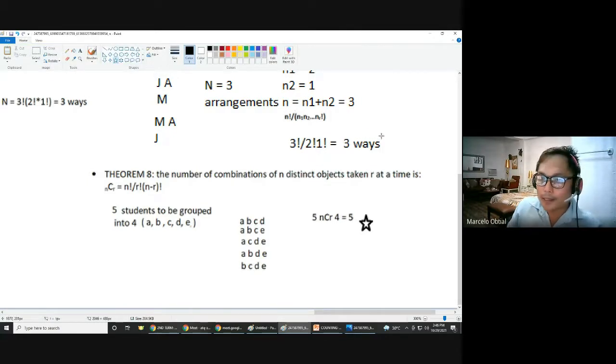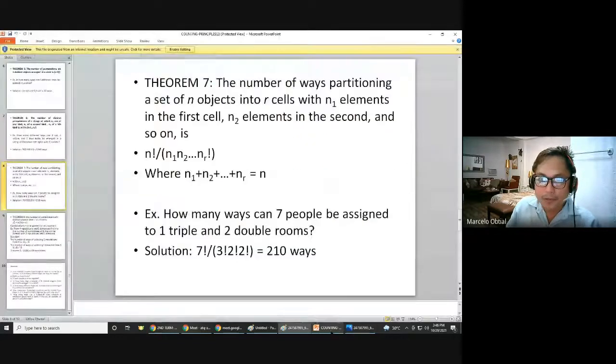That is why, okay, here is a somewhat harder problem. How many ways can 7 people be assigned to 1 triple and 2 double rooms? Okay, let us add everything first, no? Our n sub 1 is 3. Okay, triple, 3, no? Then, two rooms with a capacity of two each. So, our n sub 2 here is 2. Okay, remember, our double rooms are two. So, there is still n sub 3. Okay, our n sub 3 is still 2.